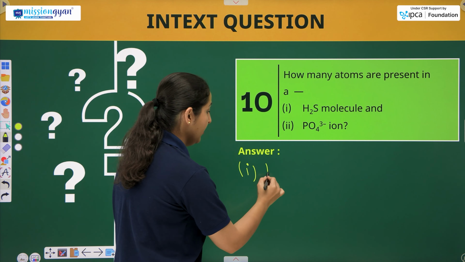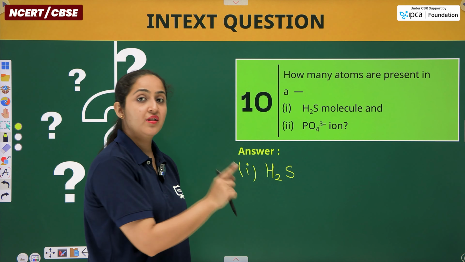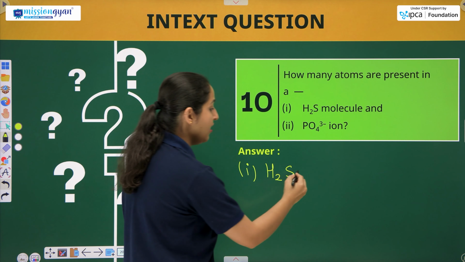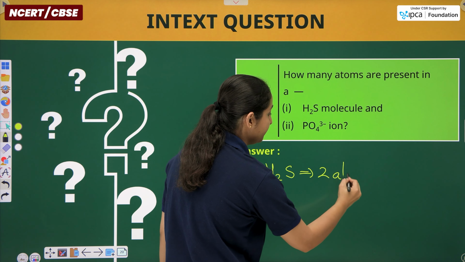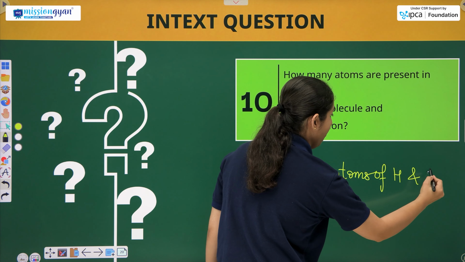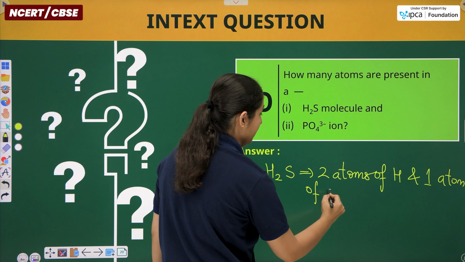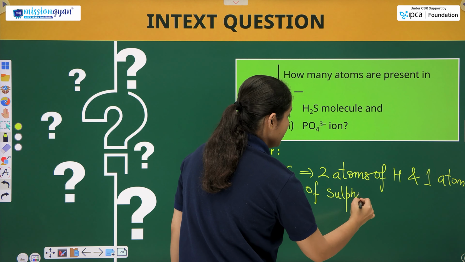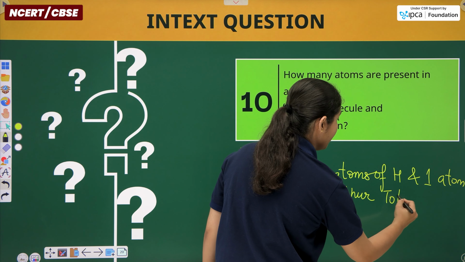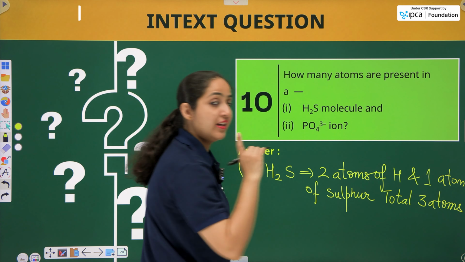H2S molecule. Now, this molecule, students, you can see clearly that 2 is written below H and nothing is written below S. So that means there are 2 atoms of hydrogen and 1 atom of sulfur. So how many atoms are there in total? So total 3 atoms. So this is how you need to count.